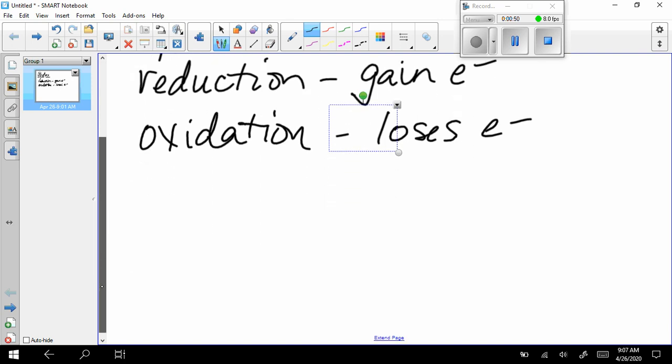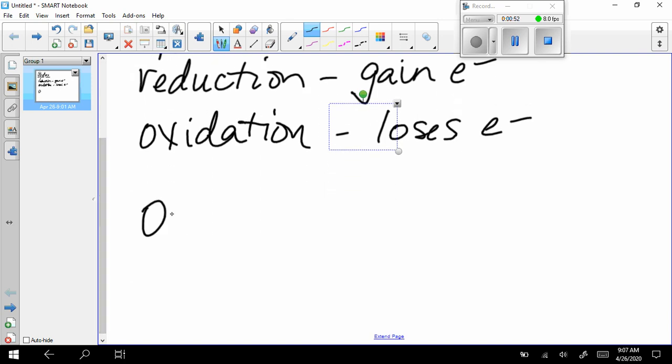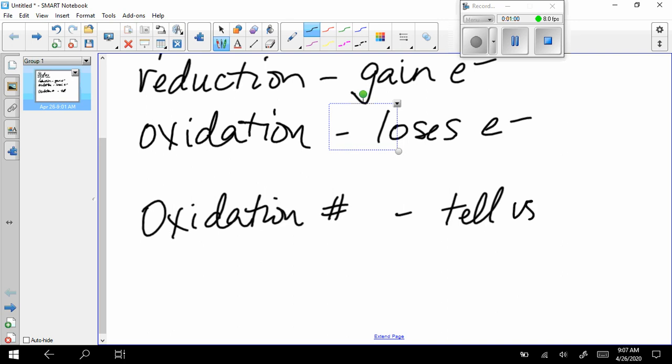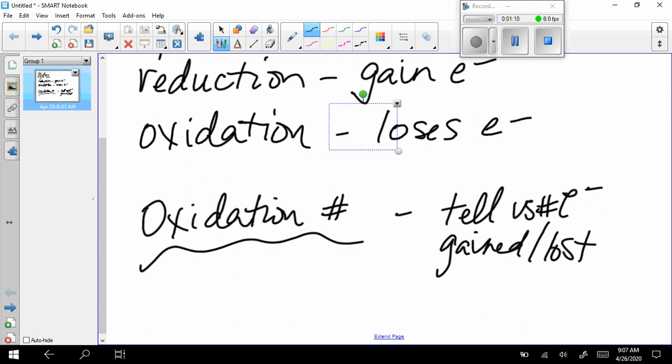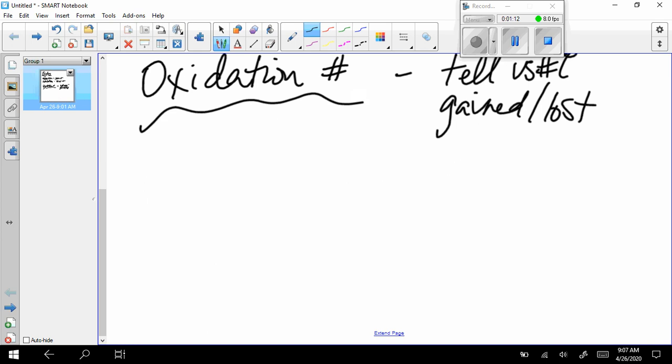So we need to start off by looking at oxidation numbers, because oxidation numbers tell us the number of electrons gained or lost. I hope you recognize this name, oxidation numbers. We've actually talked about oxidation numbers before.